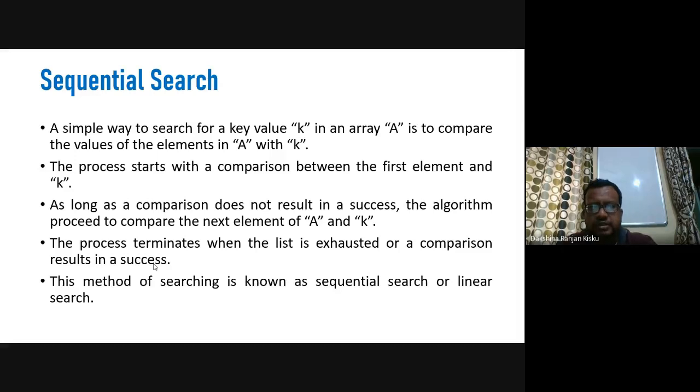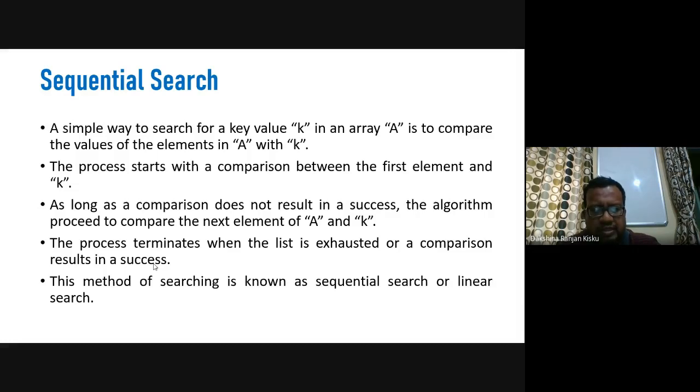Now, what is linear search? How is linear search performed? A simple way to search for a key value k in an array A is to compare the values of the elements in A with k. Here A is an array and k is the searching element. That means this key value k will be searched in the list A. So for that we need to compare all the values of the elements in A with k.